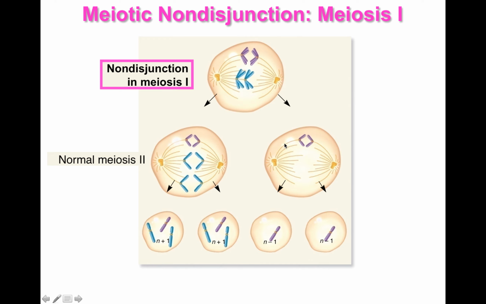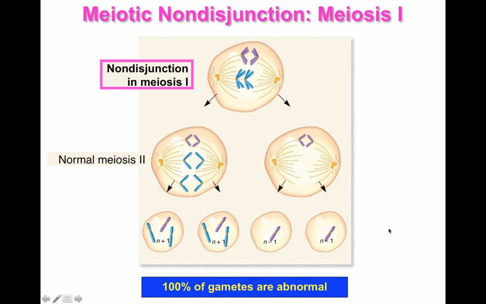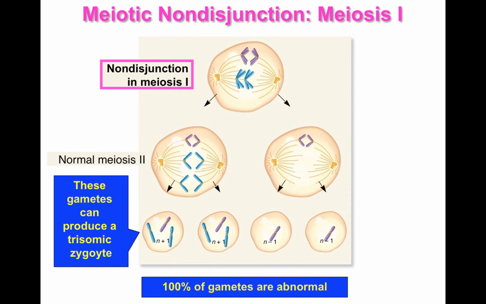This leads to 2 different cells, one that's completely lacking the blue chromosome and one that has 2 copies of the blue chromosome. At meiosis 2, the sister chromatids come apart, and you end up with 2 cells with an extra copy of the blue chromosome and then 2 cells which are missing the blue chromosome. So 100% of the gametes are abnormal.